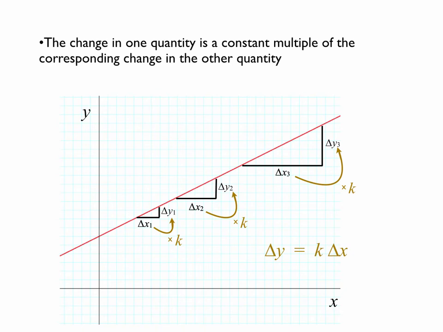And so again, we can represent this constant rate of change relationship with delta y equals k times delta x. That formula is exactly expressing that the change in one quantity, y, is a constant multiple, k, times the change in the other quantity, x. That's exactly what we're saying in this sentence.